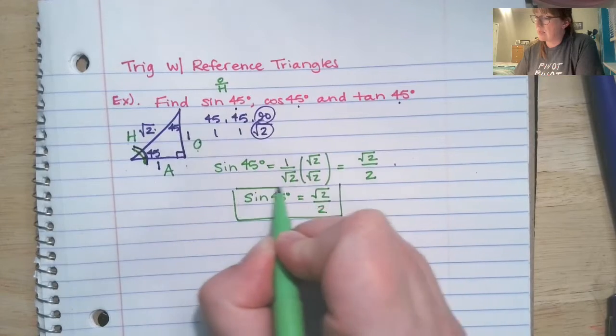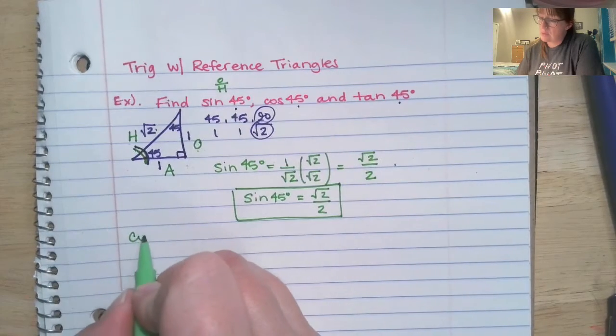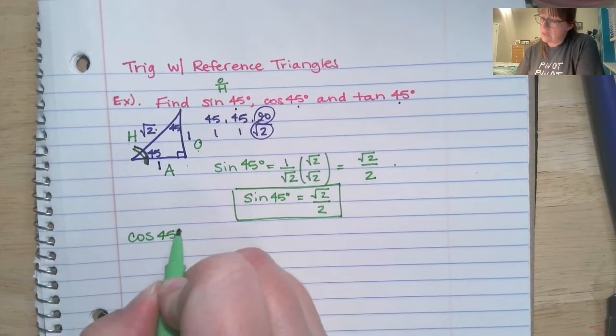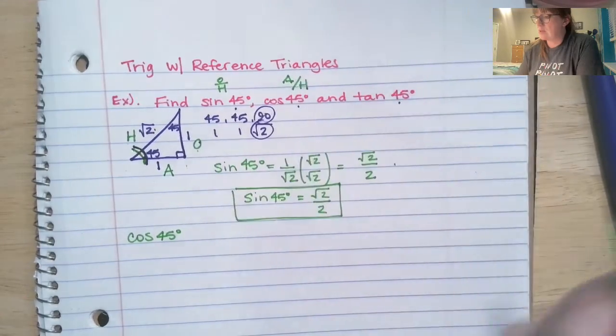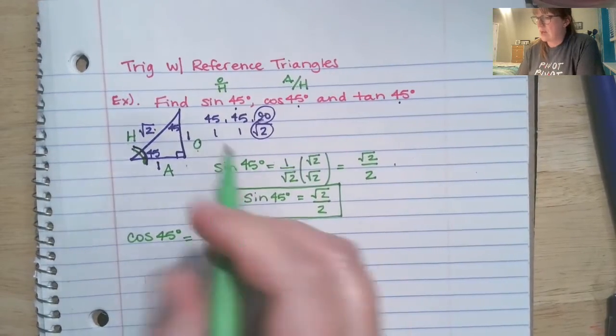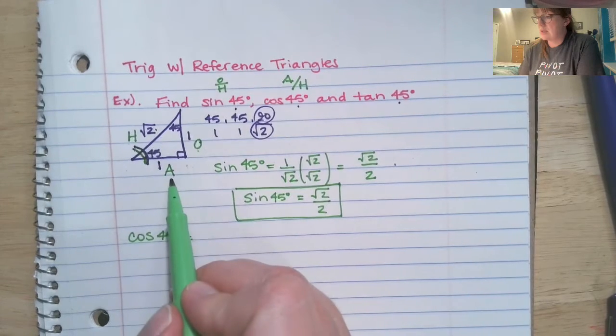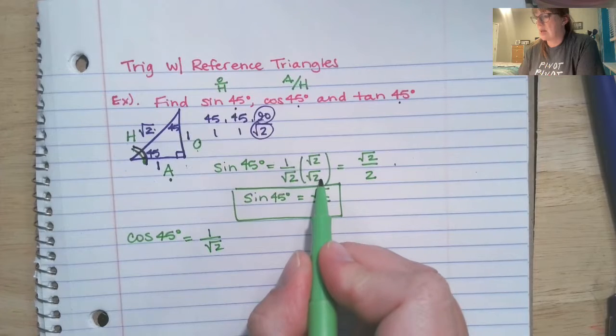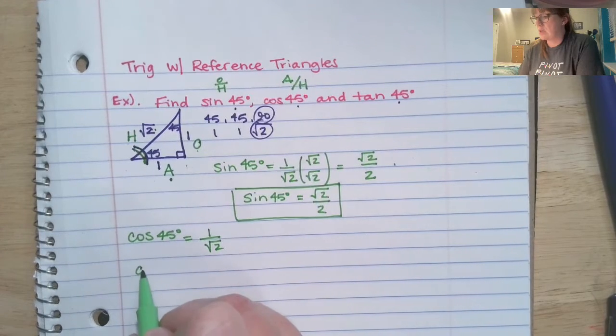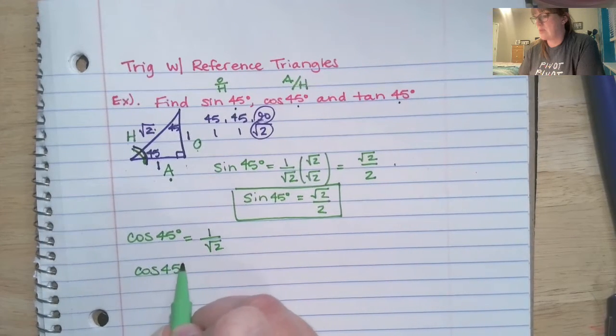All right, same thing, keep going. We're going to do cos of 45. Cosine is adjacent over hypotenuse. So cosine of 45, adjacent is 1, hypotenuse is root 2. Well, we just did that by rationalizing, right? So we know it's the exact same thing.